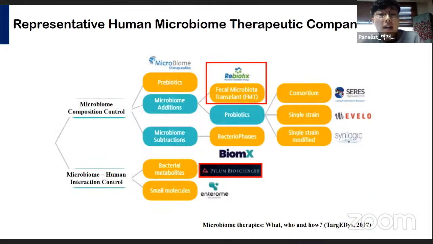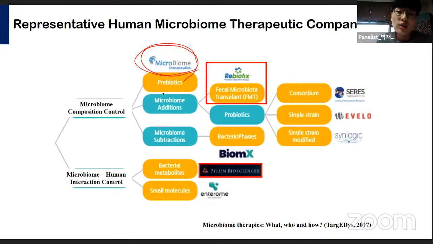And this diagram is showing the representative therapeutic companies, and we can classify those therapeutic fields into 2 parts. The first one is microbiome composition control, and the second one is microbiome-human interaction control. In order to control microbiome composition, the microbiome therapeutics companies are applying prebiotics. It's actually giving food to the bacteria in our guts.